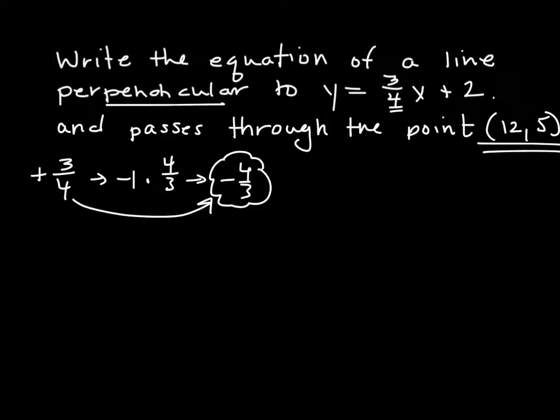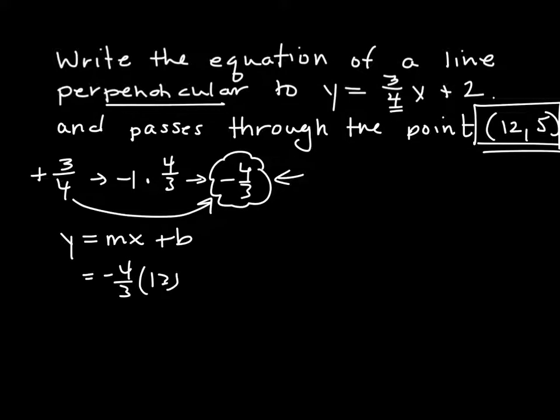So first off, I usually stick with y equals mx plus b. So at this point, I'm going to utilize substitution. So y equals mx plus b. m is what we call slope. That's the thing we calculated. So I replace m with -4/3. The point, coordinate points, come as x comma y. So I can replace x with a 12 via substitution, and I can replace y with a 5 via substitution, and I'm left with plus b.